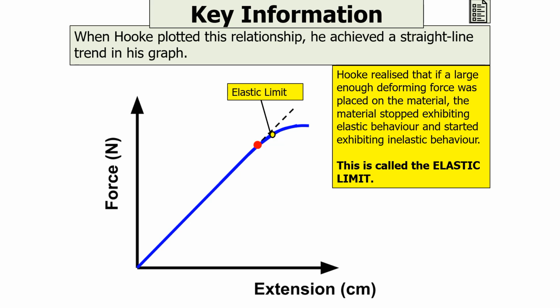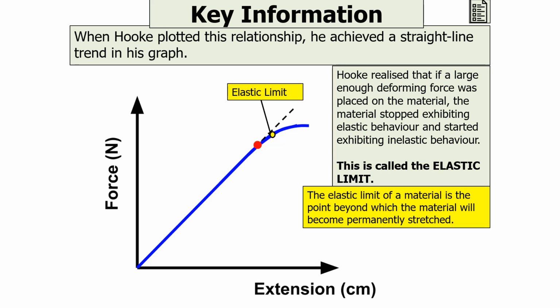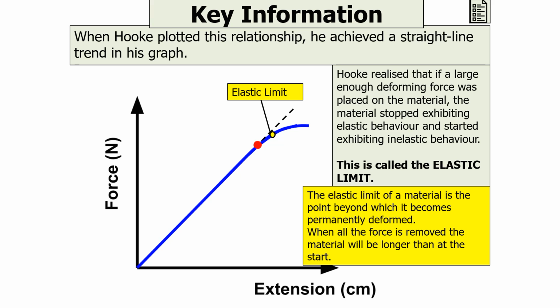Now Hooke also realised that if a large enough deforming force was placed on the material, it stopped exhibiting elastic behaviour and started exhibiting inelastic or plastic behaviour, and this was called the elastic limit. Now the elastic limit of a material is the point beyond which the material will become permanently stretched, so will become permanently deformed. Now, we know that when all the force is removed past the elastic limit, the material will no longer be the same shape as it was at the start.